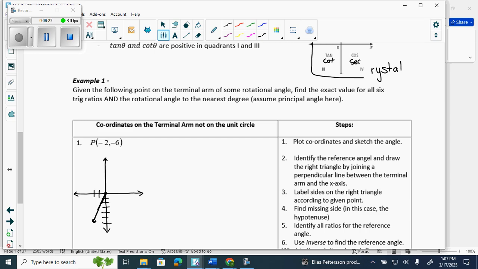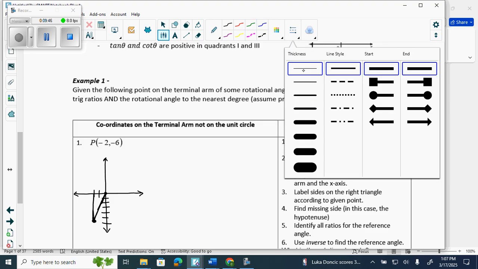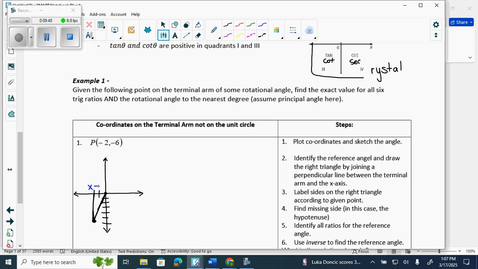Okay, if I want 6 trig ratios, I need x, y, and r. We agree? Because that's what's needed for all the trig ratios. So we always draw our triangle towards the x-axis. We will always draw a bow tie triangle. Never an hourglass. We're not making an hourglass, we're making a bow tie. So I know then that x equals what? -2. And I know y equals what? -6.